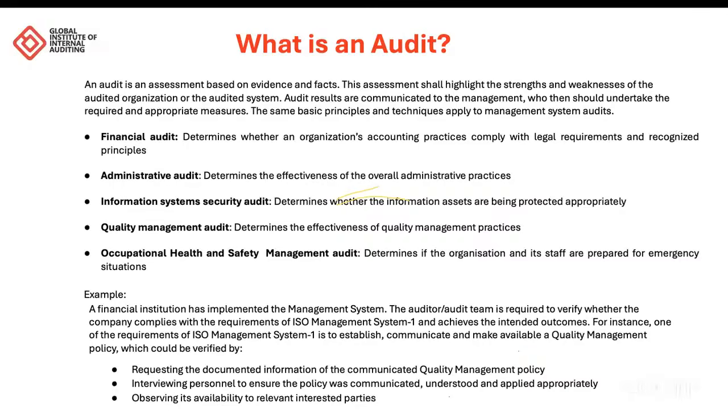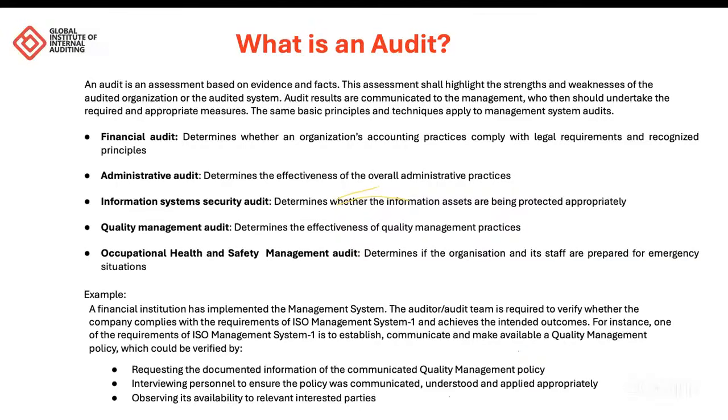What is the mode of communication? Oh, the policy has been laminated and placed at every strategic place within the organization. Oh, the policy has been communicated via email to interested parties, internal and external. Oh, the policy has been made available on our website. The policy has been communicated via our social media handles. And the third one is, is it now available?